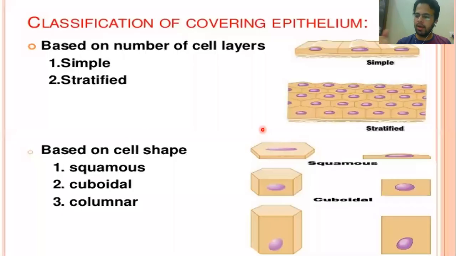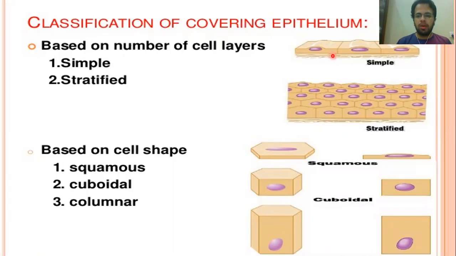Now if you have only a single layer of epithelial cells, and the shape of that single layer of epithelial cells is squamous, then we say that this is the simple squamous epithelium. If the single layer is of cuboidal shape, then we say this is the simple cuboidal epithelium, right?